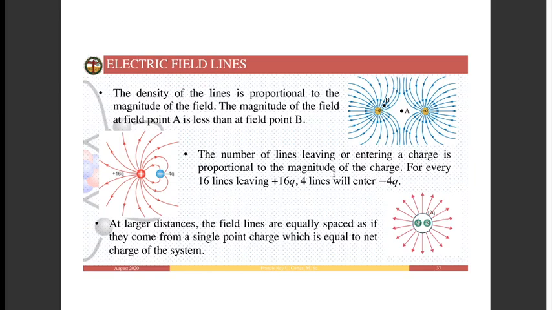So, next, the number of lines leaving or entering a charge is proportional to the magnitude of the charge. So it is proportional to the amount of charge. For example, I have positive 16Q. If 16 lines leave 16Q, and then you have negative 4Q, only four lines enter negative 4Q. So, for every 16 lines leaving the positive 16Q, only 4 lines enter negative 4Q. That is why it is proportional to the amount of charge.